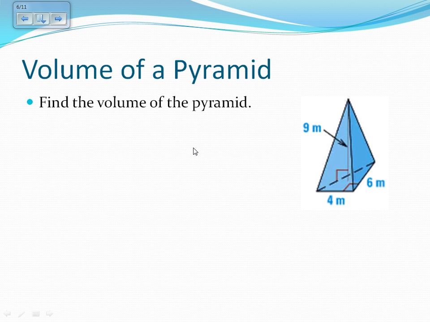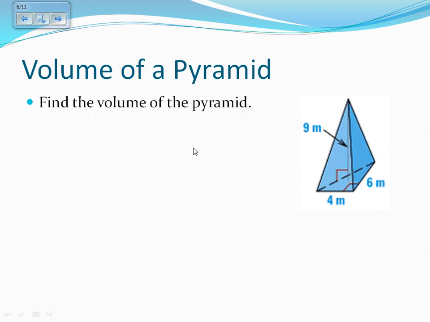So we know that the volume is 1/3 the base times the height. Well, the base is, what's the shape? Triangle. What's the formula for a triangle? 1/2 the base times the height. Now be careful, there are 2 bases here. Capital B is the base for the pyramid. Lowercase b is the base for the triangle. So capital B is 1/2, the base is 4, the height is 6. 4 times 6 divided by 2, so the base is 12.